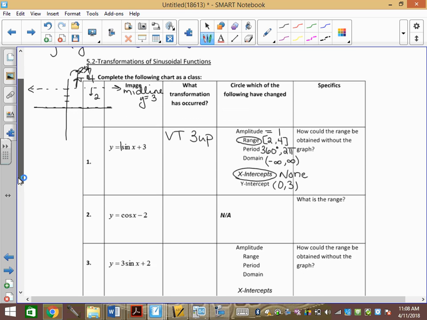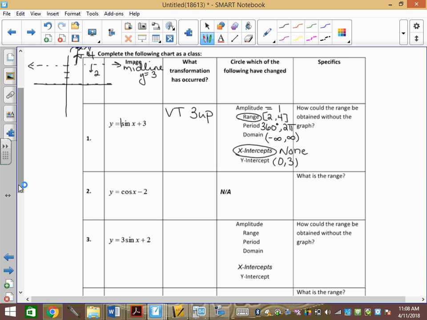Okay. What happened to this one? It's vertically translated down. What's my range? What's my minimum? My minimum is my D value, -2, minus my amplitude, which is 1. So my min is at -3.